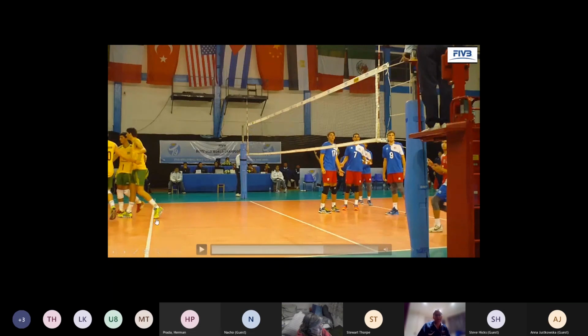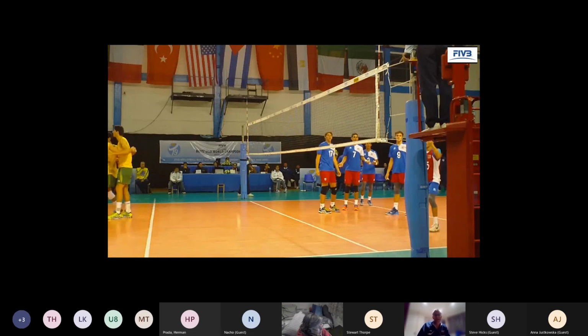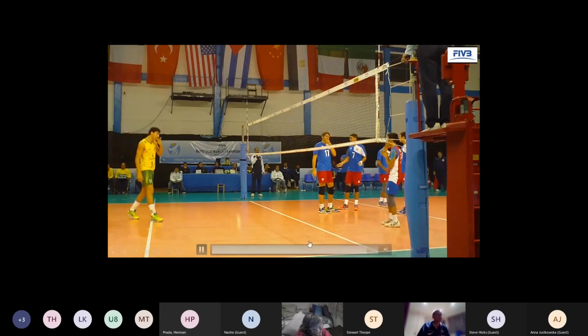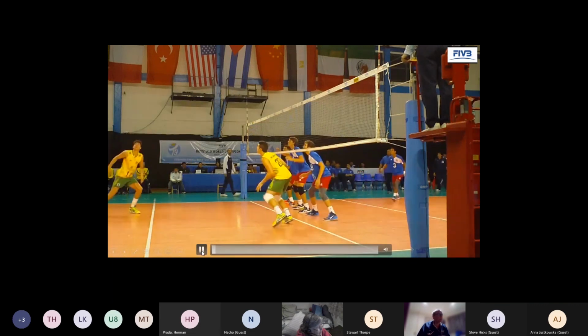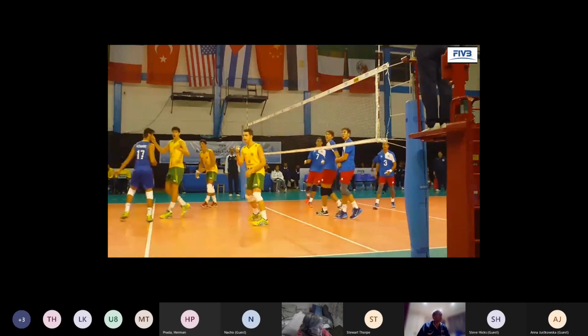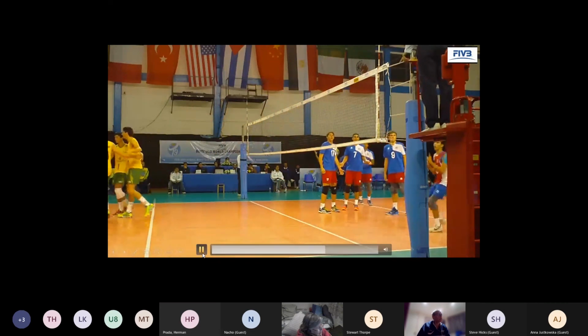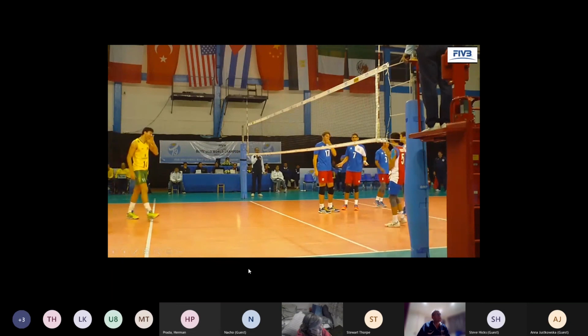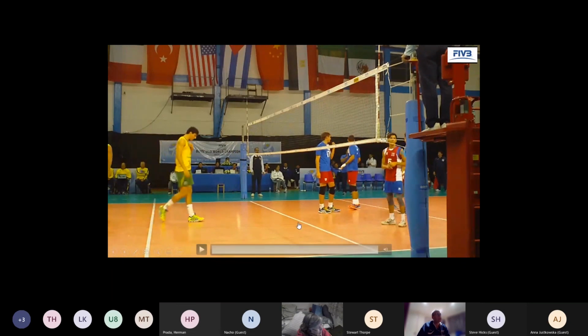So let's just have a look at this one again. The libero, I think here, believes that he was legal, as you can see by his reaction towards the first referee. Yeah, and you can see that the libero knows the rules and believes that that shouldn't have been a fault, but doesn't make too much of it, which is good for him.